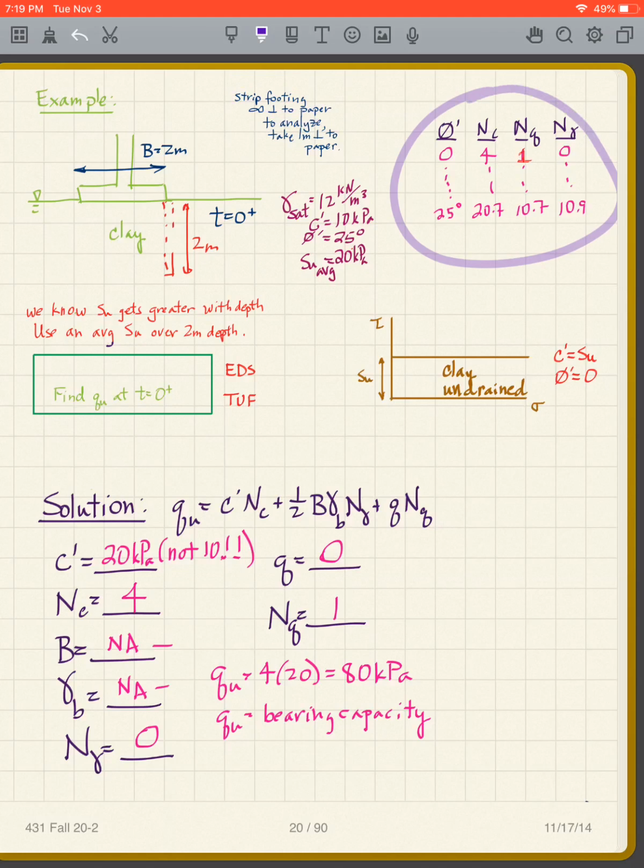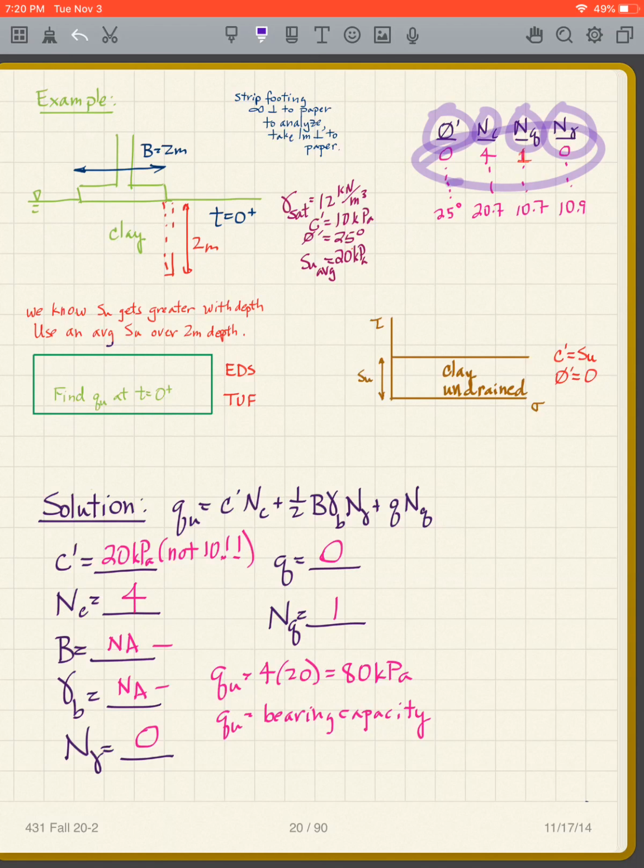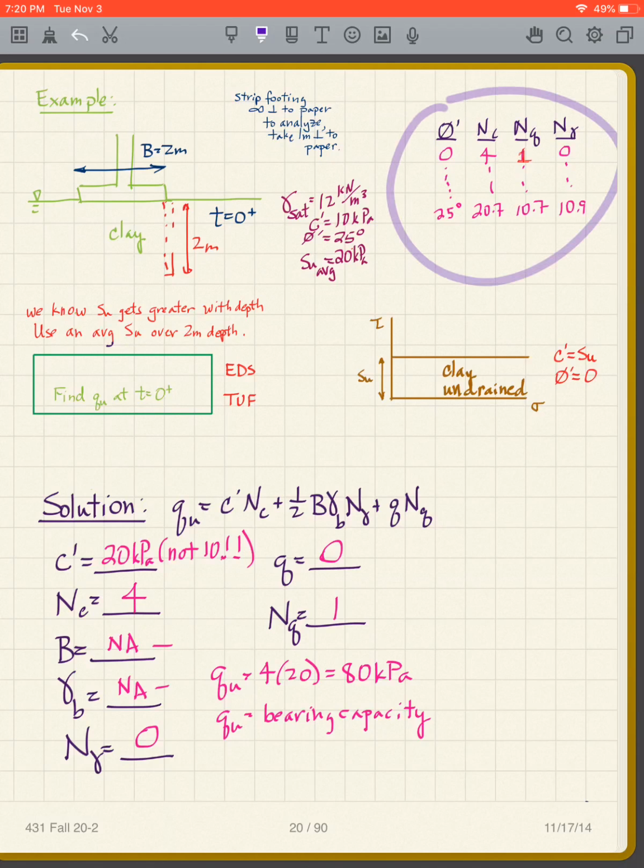This is our given table. I haven't shown the whole table yet. We'll get into that. But we have phi prime, NC, NQ, N gamma, and then I've put on some of the values for those right there. So this is given information. And so what we want, so this is the problem, is to find QU at t equals 0 plus. Okay, so this is a t equals 0 plus situation.